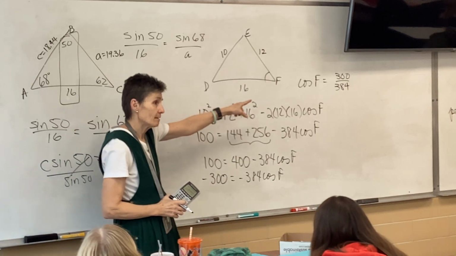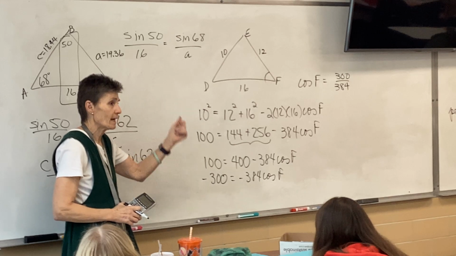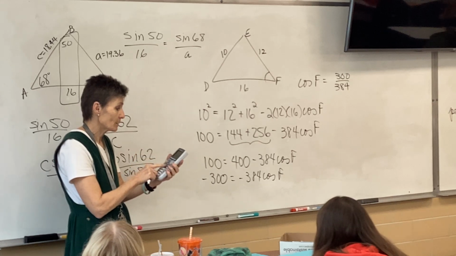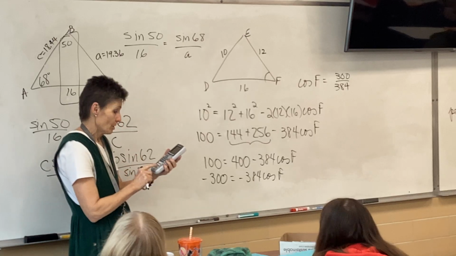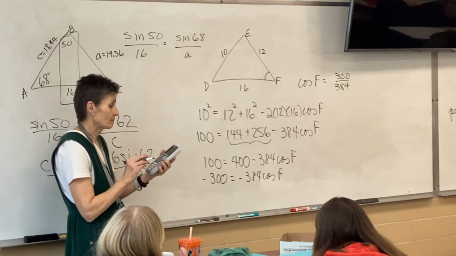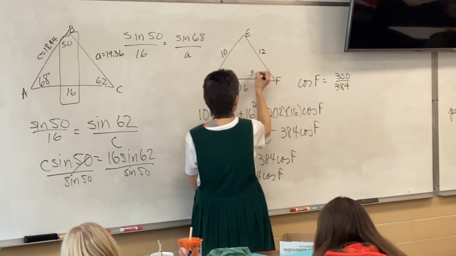And now I got that. What do I do when I have something that looks like that? Inverse cosine of 300 divided by 384. Did you get 38.62?